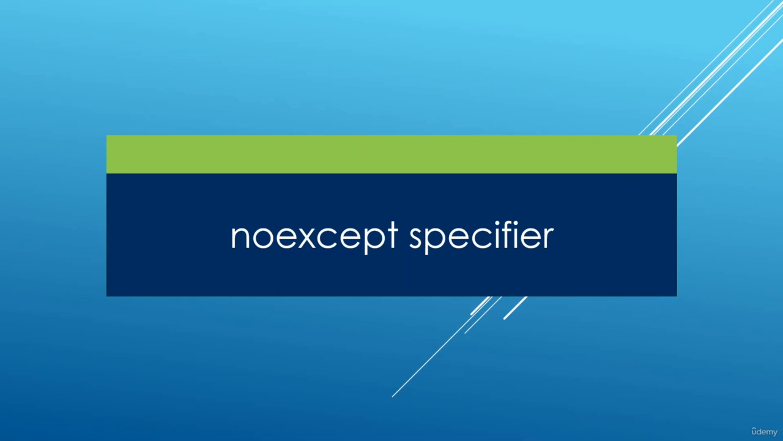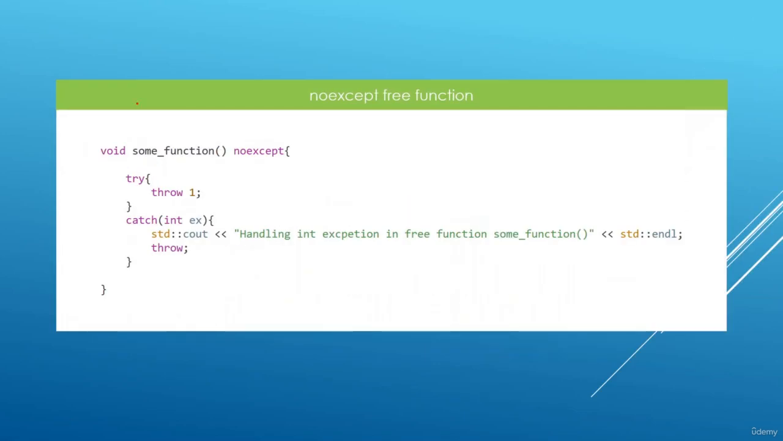The meaning is that exceptions are not allowed to propagate out of a given function. That's what we see here. That's what is really meant with this specifier. Let's look at a few examples. Here we have a simple function, which is a free function. Notice that it is not part of a given class. And we can add this specifier to mean that we don't want exceptions to propagate out of this function here.